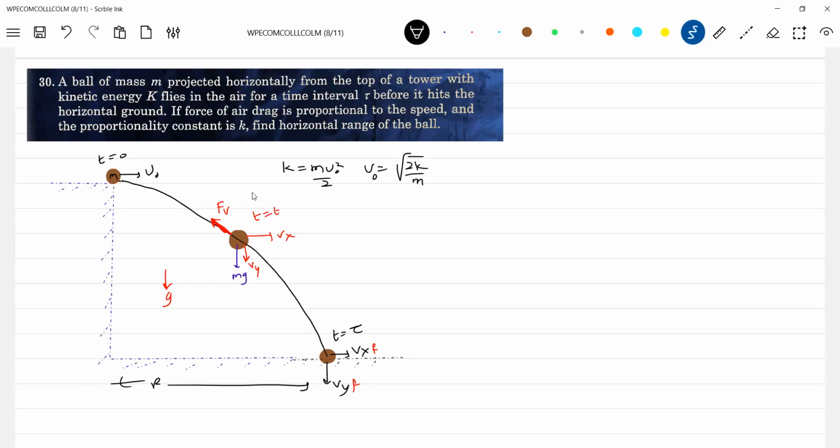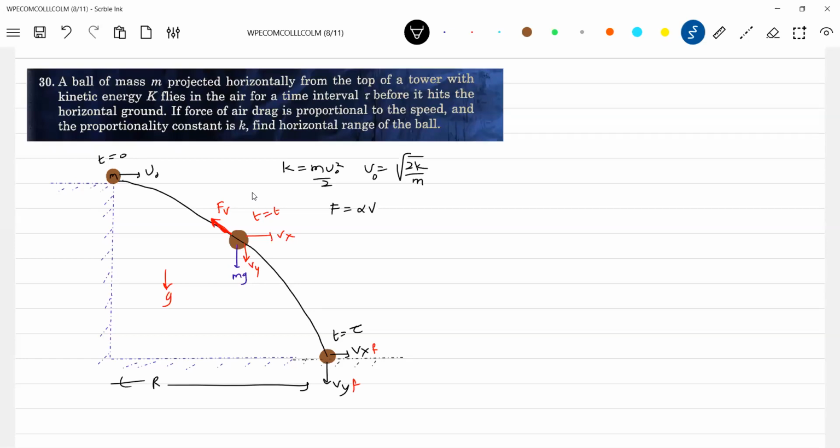Find the horizontal range of the ball. It's asking for an expression for R in terms of K, and the force of drag is proportional to speed v. Proportional is the only information we have. So it's definitely a viscous drag, so the viscous drag should be equal to alpha v. That alpha we don't know, that we'll try to determine.